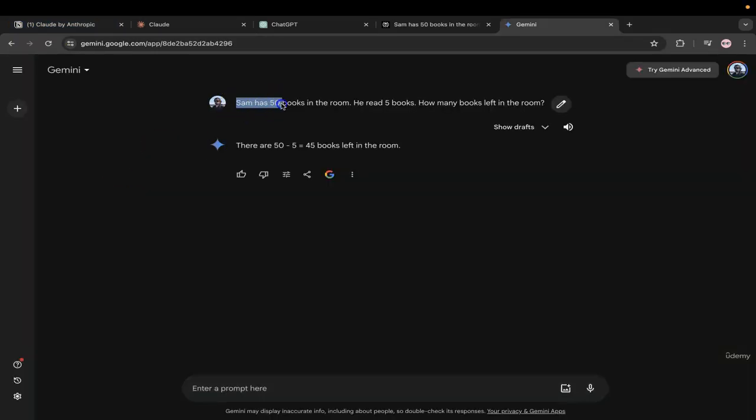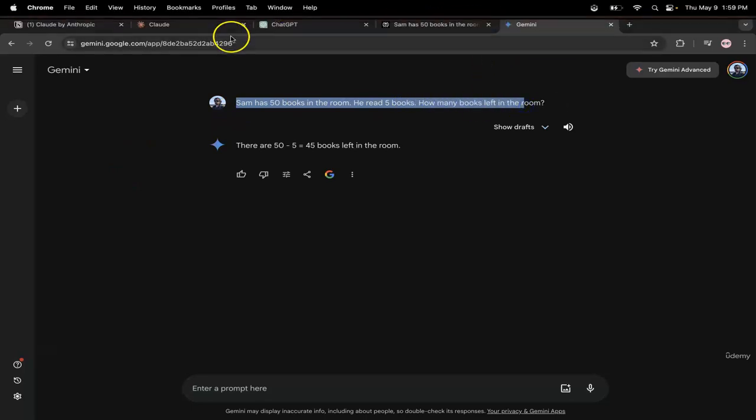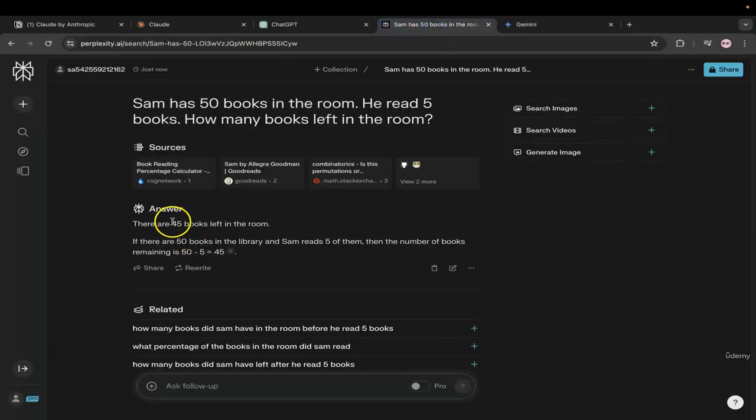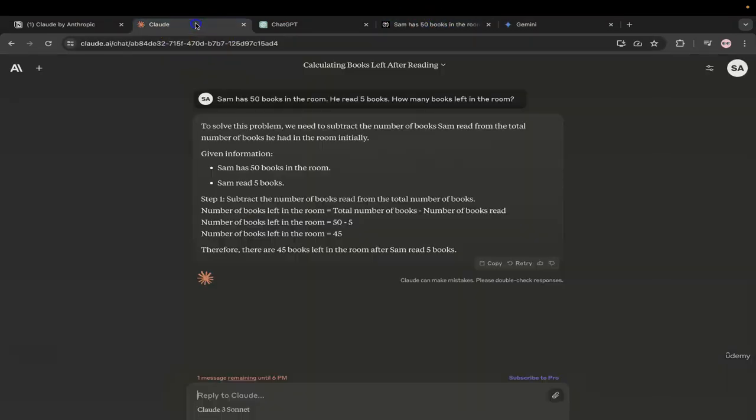I ran the same prompt, "Sam has 50 books in the room, he read 5 books, how many books are left in the room?", across 4 different models, and we have the answers. Google got it wrong. Gemini says 45. So did Perplexity, it says there are 45 books left in the room. So did Claude. By subtracting 50 minus 5, it came to the 45 conclusion.